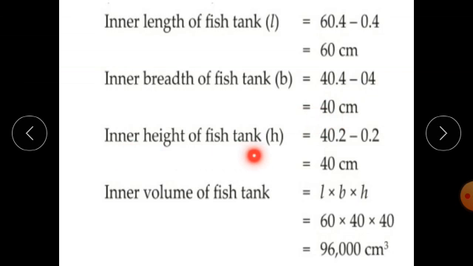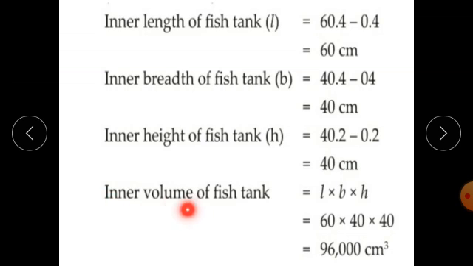Inner height of fish tank equals 40.2 minus 0.2, because it is an open fish tank. So only subtract 0.2. Don't subtract 0.4, because it is an open fish tank. So inner height of fish tank equals 40.2 minus 0.2, equals 40 centimeters.